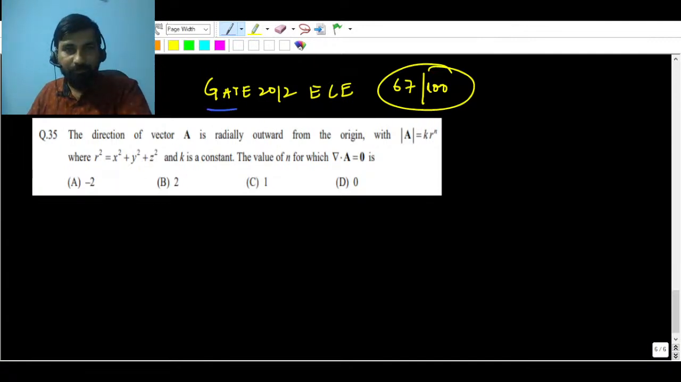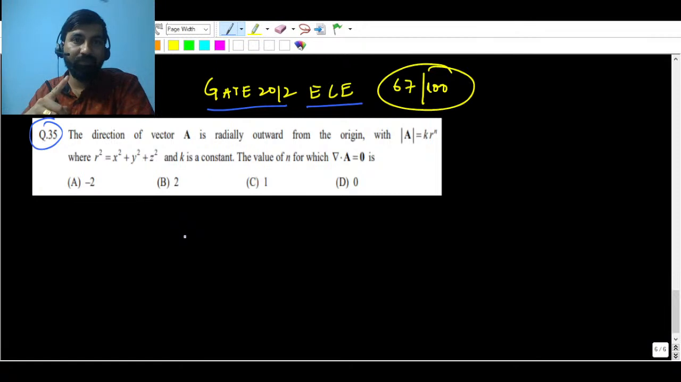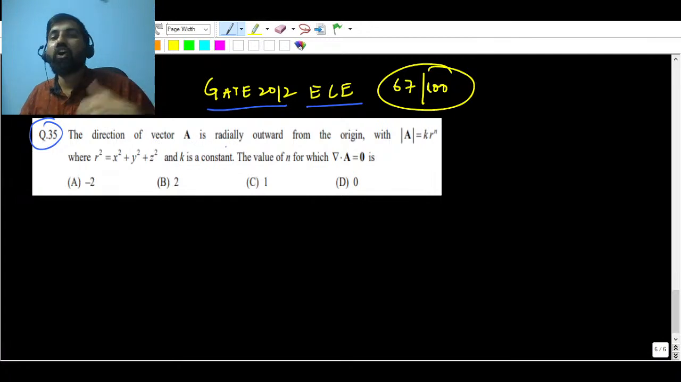First of all, GATE 2012 ECE paper, right? So let's read the question first. The direction of vector A is radially outward. See, this question can be done again within 10 seconds, right? But let me explain it to you. Direction of vector A is radially outward from the origin, right?